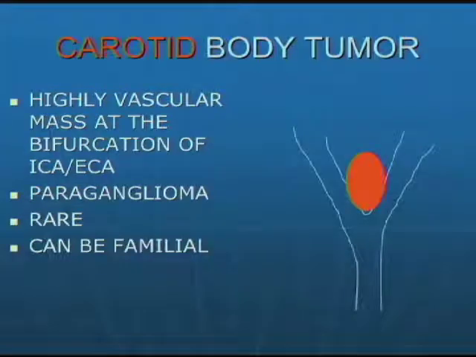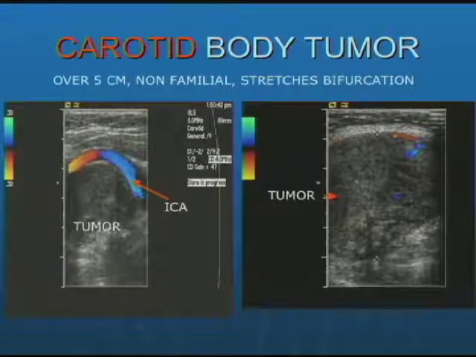What about that entity, the carotid body tumor? This is a highly vascular mass at the bifurcation of the internal carotid and the external carotid arteries. It's a paraganglioma. It's rare. It can be familial. And here's an example. You see how this carotid body tumor really causes the internal carotid artery to arc way up? This is a very large one, a non-familial one that is stretching the bifurcation.